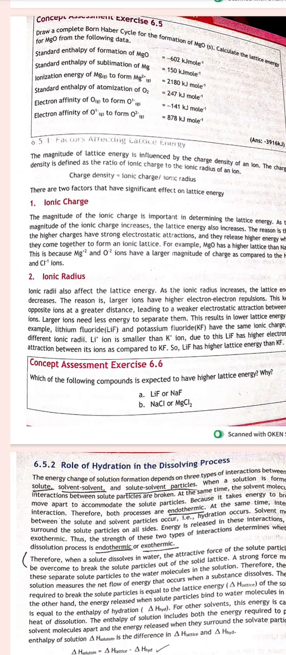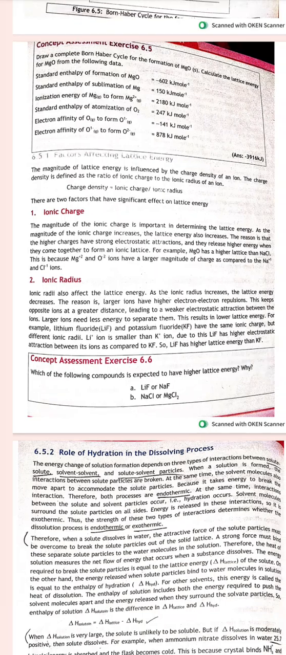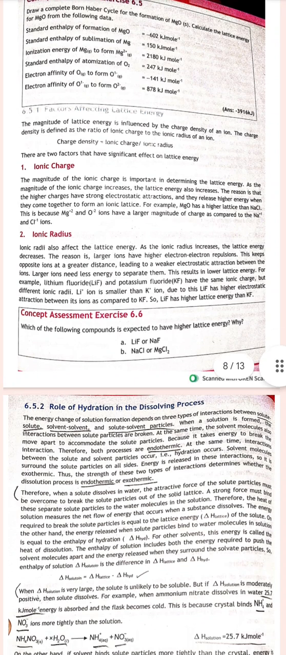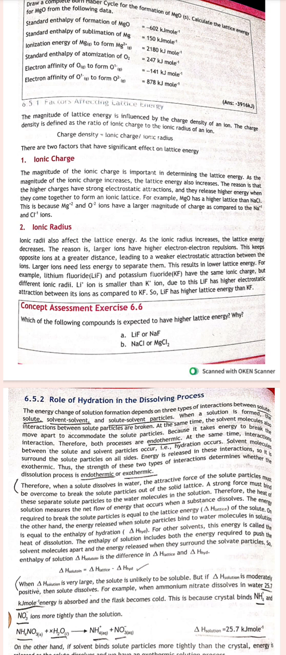Now, what are some factors that affect the lattice energies? The magnitude of the lattice energy is influenced by the charge density of the ion. The charge density is defined as the ratio of ionic charge to the ionic radius. Ionic charge: the magnitude of ionic charge is important in determining the lattice energy. As the magnitude of ionic charge is higher, the lattice energy is also higher. The reason is that the higher charges have strong electrostatic attractions and they release higher energy when they come together to form an ionic lattice.